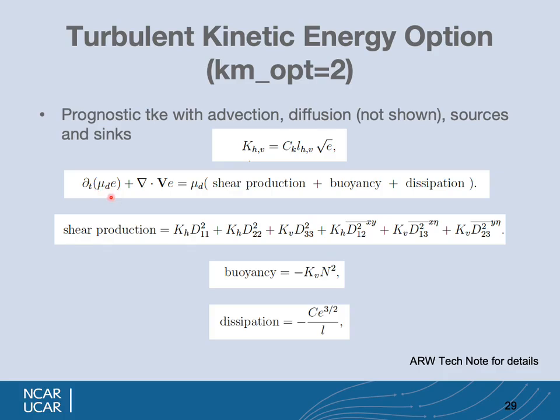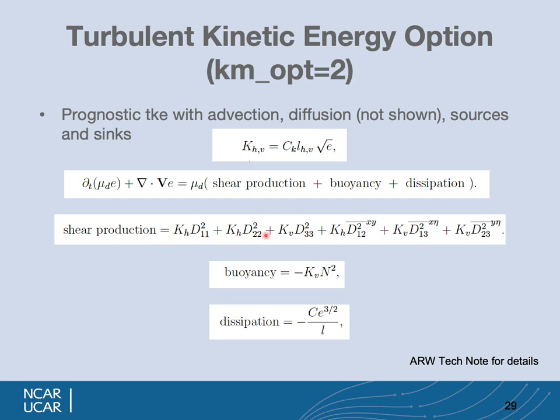There's a tendency of TKE with its advection and diffusion. And then you have shear production, buoyancy, and dissipation terms. And those are listed below here. Shear production is a function of these deformation terms. These are just purely functions of the wind gradients in different directions.